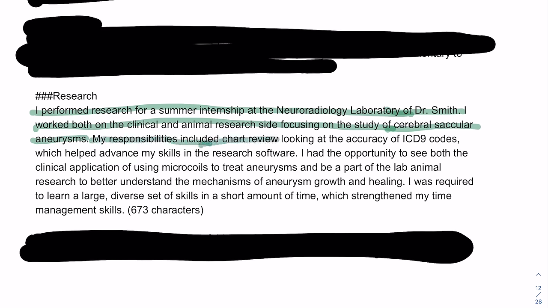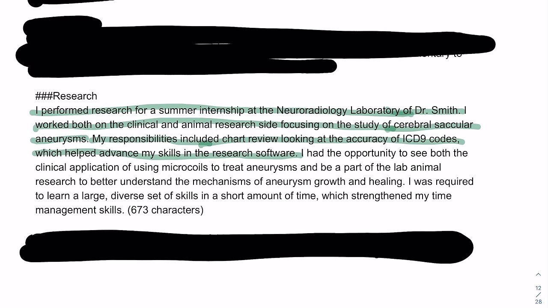Chart review, looking at the accuracy of ICD-9 codes, helped advance my skills in the research software. I can guarantee you that the admissions office is not sitting there thinking, I need a student who understands research software, right? The student is so focused on selling skills that they just go off into the weeds here.